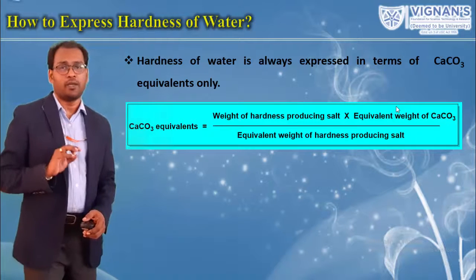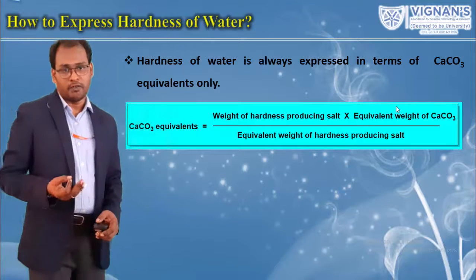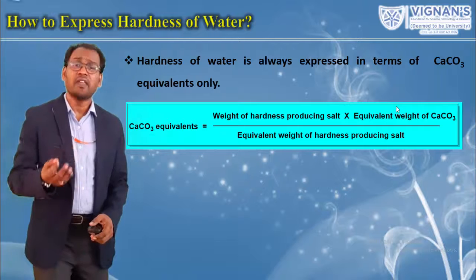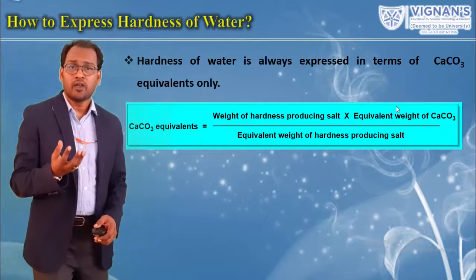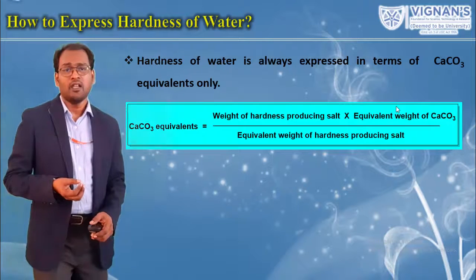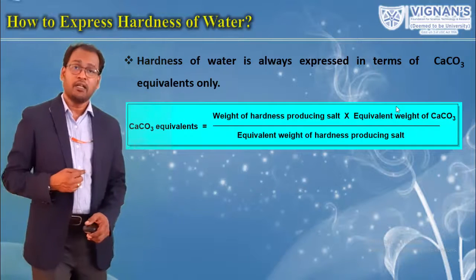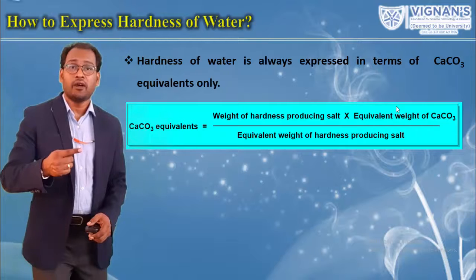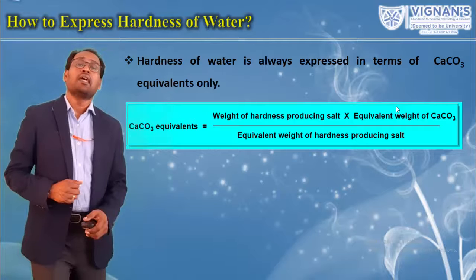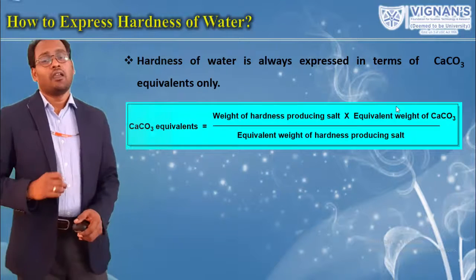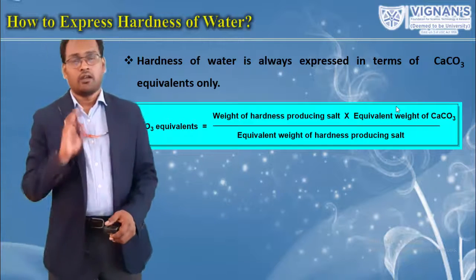This is a very simple equation which can be remembered, and we can practice it with different amounts of salts. For example, if the hardness is caused by calcium sulfate, you will get the amount of calcium sulfate present in the system. You put the weight there and multiply it by the equivalent weight of calcium carbonate divided by the equivalent weight of calcium sulfate. Then you will get the amount in calcium carbonate equivalence. This is how hardness is expressed regularly.